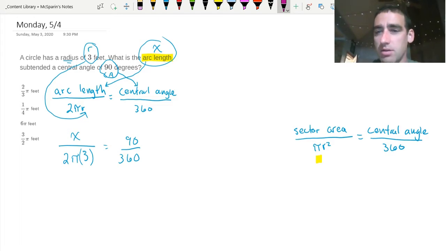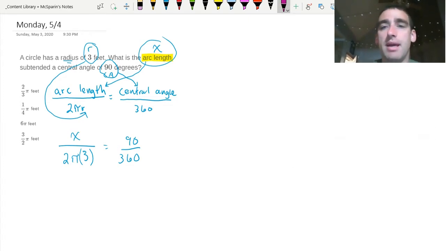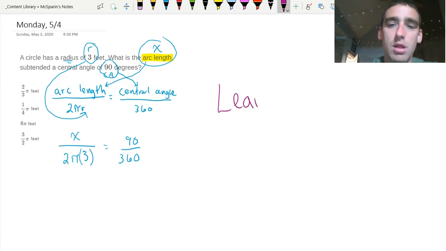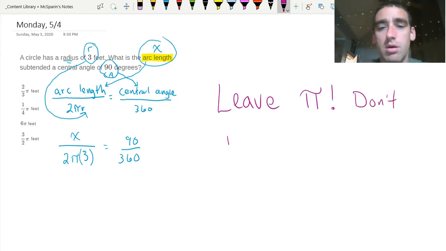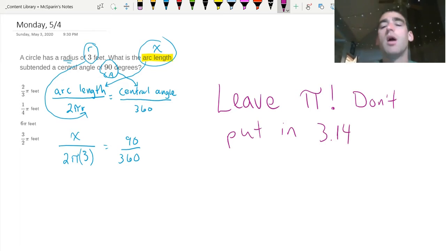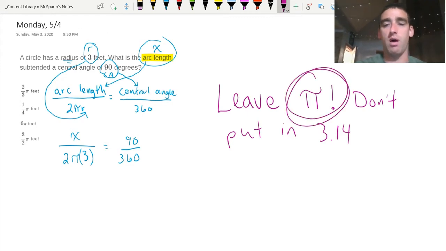Okay, we need to do some simplification, and I'm going to write something big and obnoxious here. Well, that's interesting. How did that turn blue? Let's get rid of this. All right, big and obnoxious: leave the pi. Don't put in 3.14. The answers are all going to be in terms of pi. Do not put in the 3.14. This is what we want. We want the pi. I'm going to leave it there.